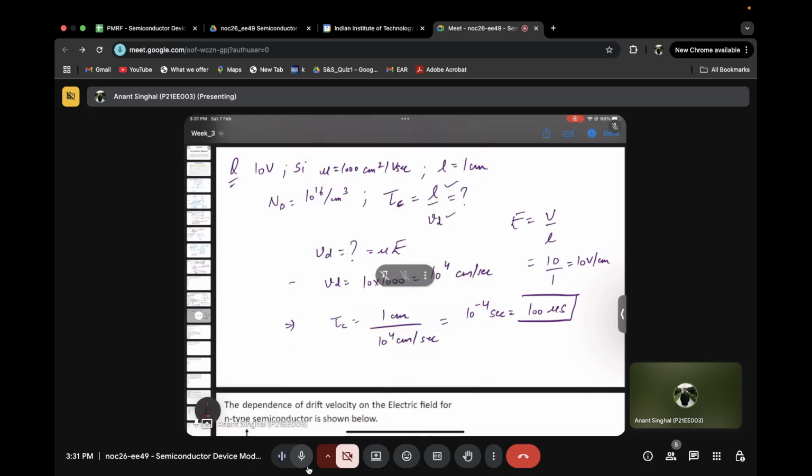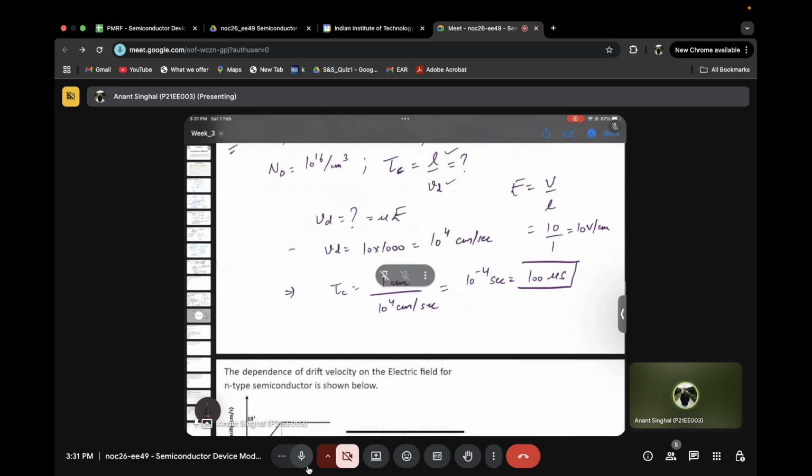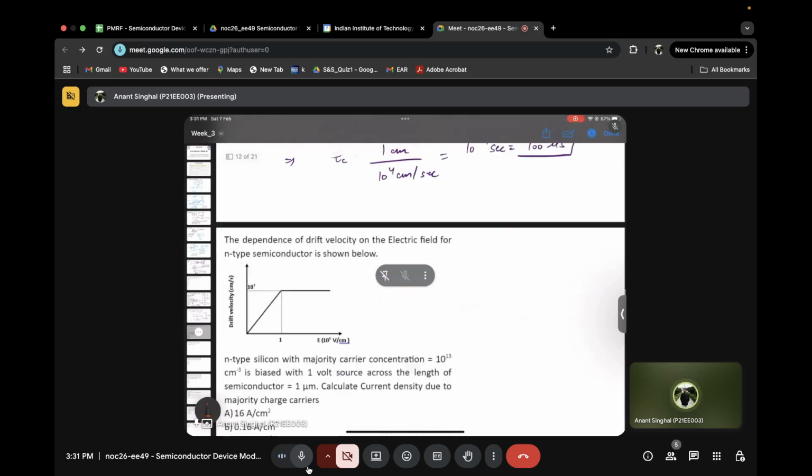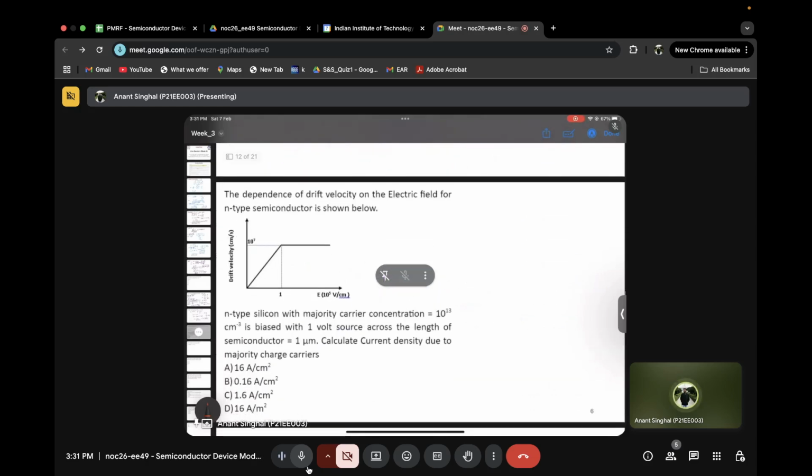Okay. So try to solve on your own. I mean, these are quite easy problems. I'm trying to build your concept so that you will be able to solve the assignment problems also. So let's do one more quickly. Now it says the dependence of drift velocity is shown below. The plot is the same, but here we have a majority carrier concentration of this.